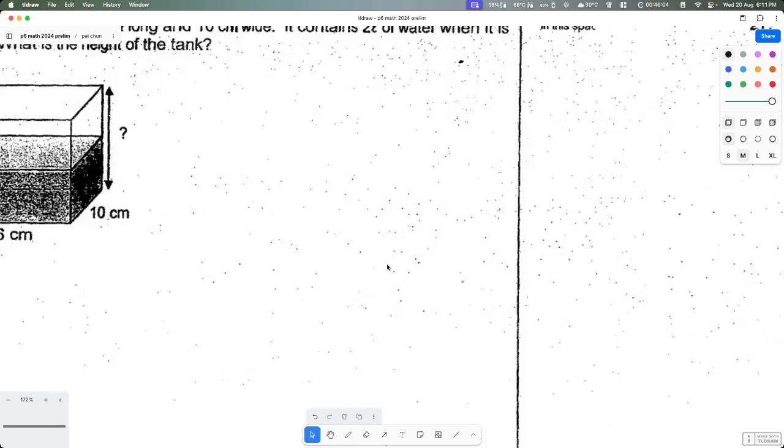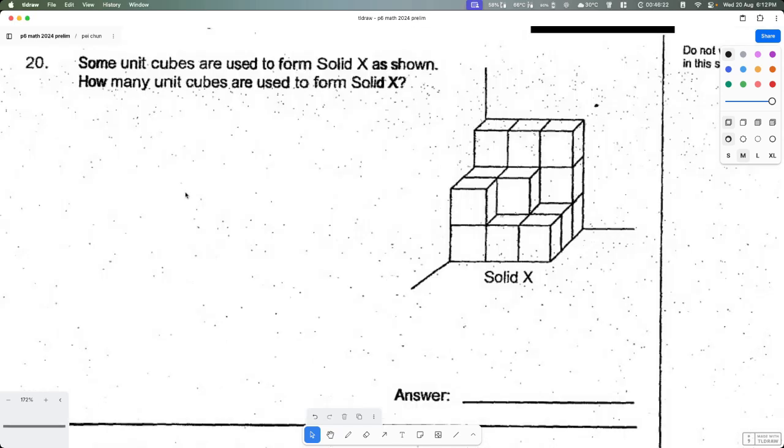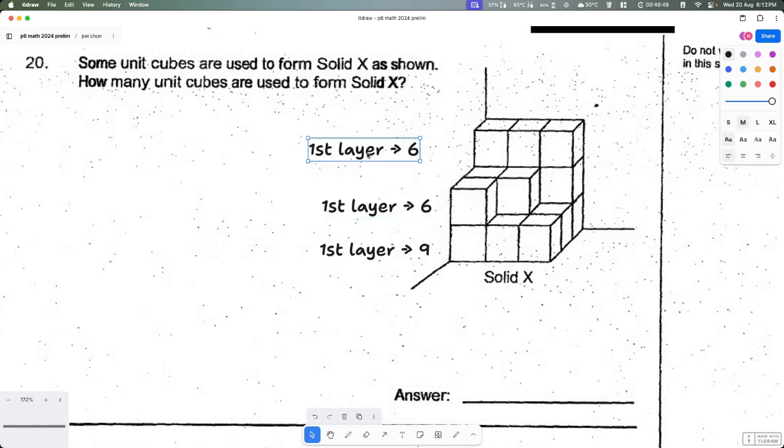Okay, question 20. Or did I scroll too fast? All right, so question 20. Some unit cubes are used to form solid X. How many unit cubes are used to form solid X? Okay, so we go layer by layer. First layer is equal to, so it's just 1, 2, 3. It should be 9. Okay, and then over here, second layer. So 1, 2, 3, 4, 5, 6. So it should be 6. And then third layer is just 3.